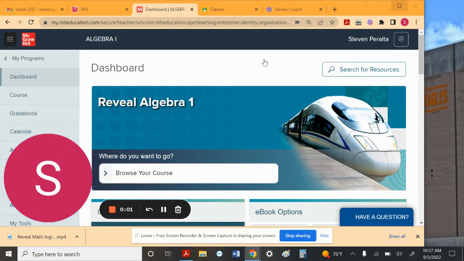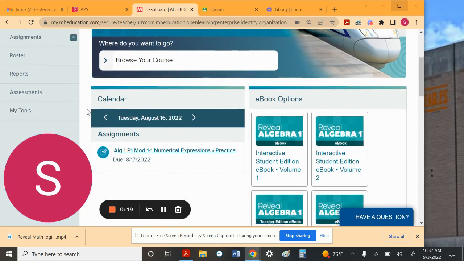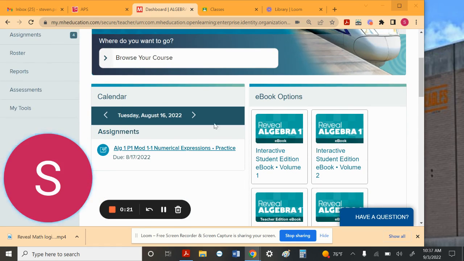Now that we've gotten into Reveal Math, whenever you go to your book, you're going to be accessing the Algebra 1 class. So you want to make sure you click on your class. It'll be the only thing you can click on anyway. Once you get in, it's going to automatically put you into the dashboard. Remember that you have your calendar and some other stuff.